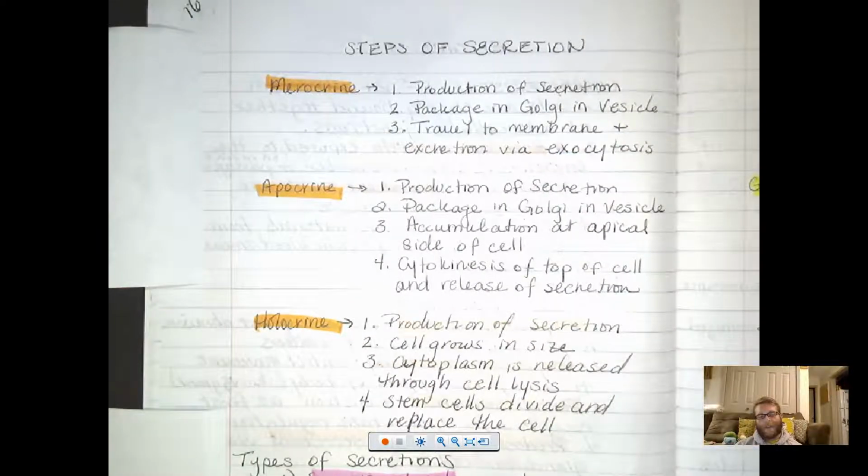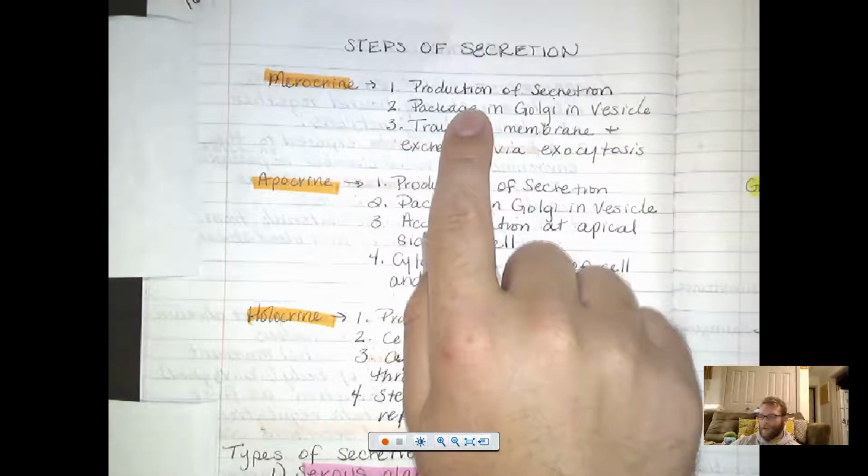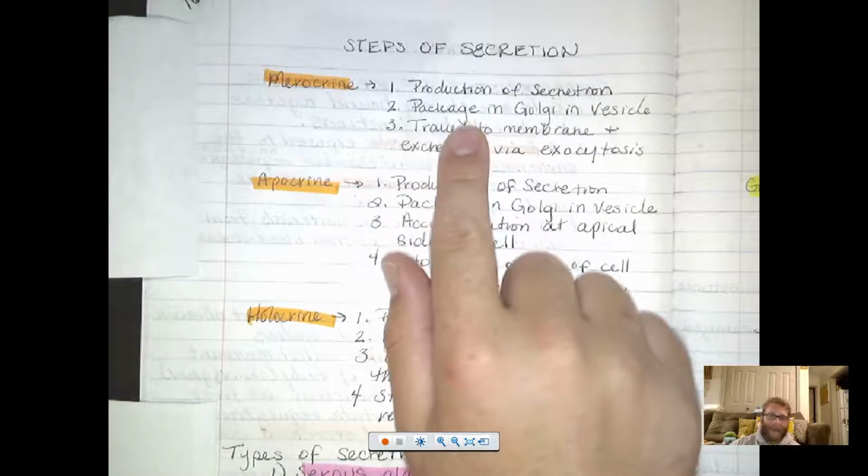So in order for something to be secreted, it's going to carry out one of these three steps. Okay, so if you have merocrine secretion, that's different from an apocrine, that's different than a holocrine. Okay, and they all carry different steps. So for merocrine, the three main things that happen are your cell first produces the secretion. So your cell is making whatever molecule you need in order for you to produce. In this case, say we're preparing for sweat. Okay, that sweat gets packaged by the Golgi and forms these vesicles.